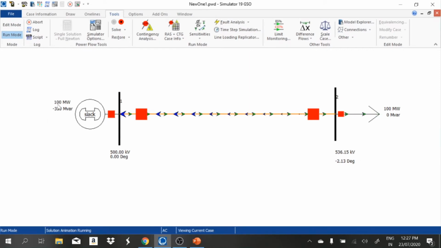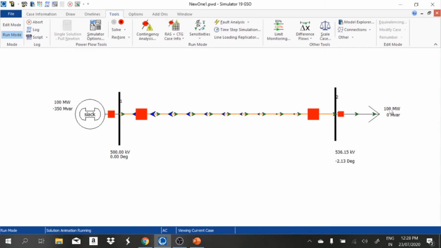And here we can see 100 megawatt is the power generated by the generator and it's supplied to the load, and minus 350 megavolt ampere reactive is the power flowing towards the generator, not from the generator. So it indicates the reactive power is supplied to the generator, not the generator supplying reactive power to the line. This is totally because of the capacitive reactance and capacitor effect.